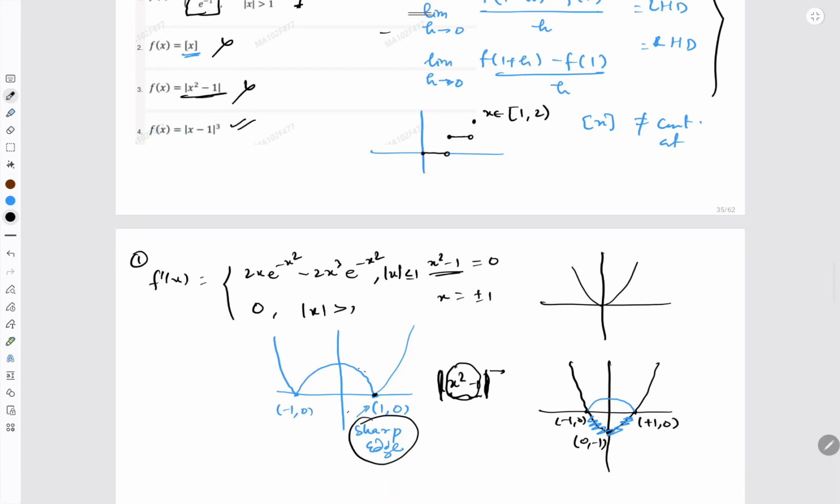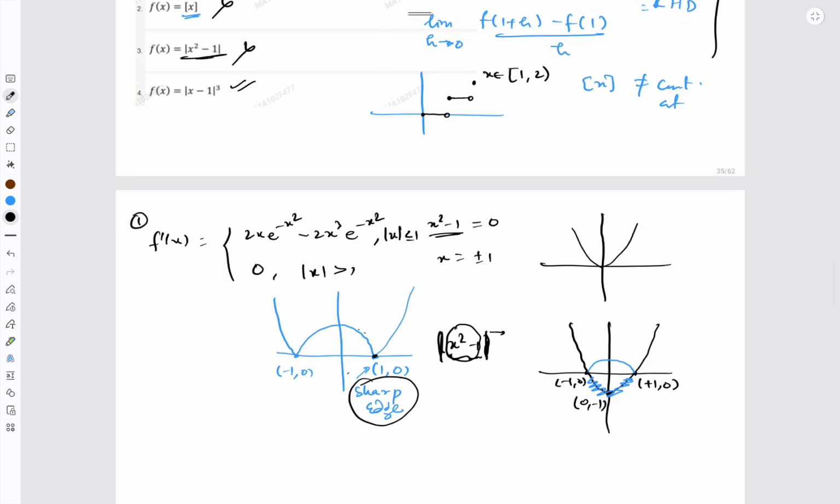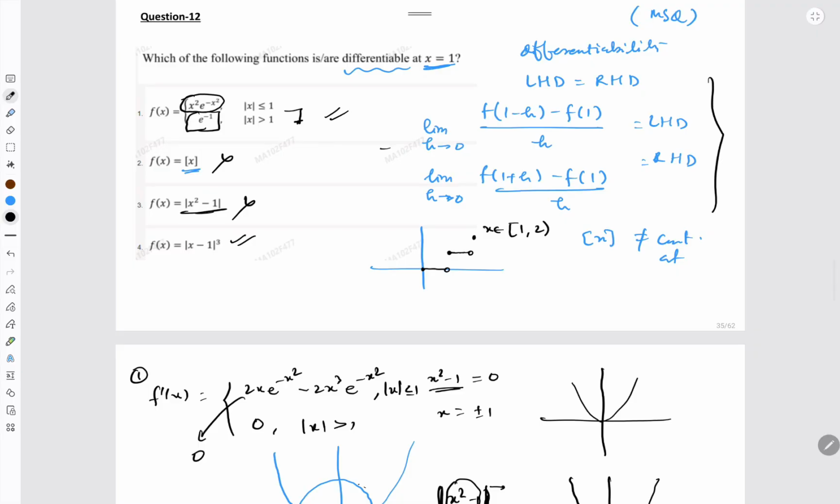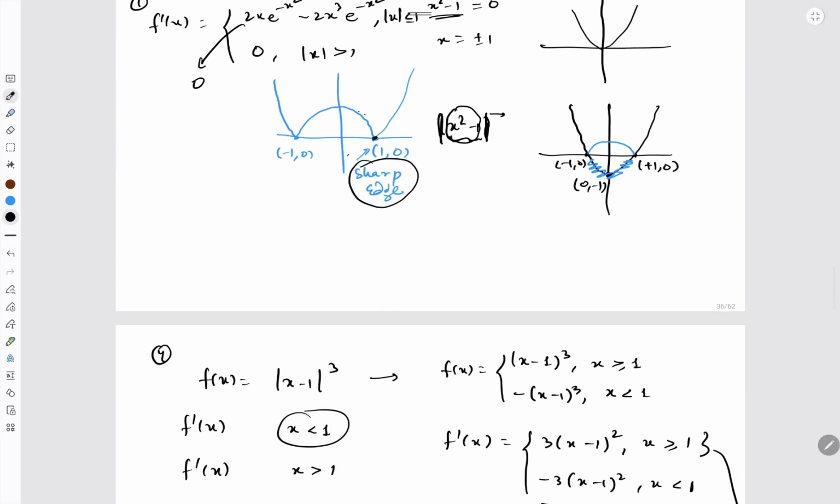So if I put x equal to 1, I can see that this is getting 0 as well. So this is also differentiable. So the correct answer to this problem is option 1 and 4.